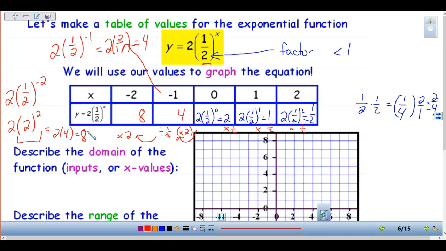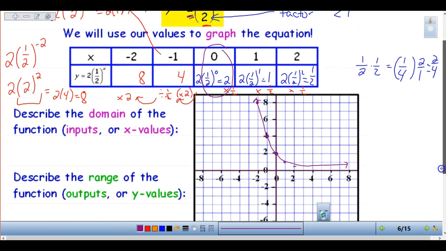So, all right, now let's graph it. Okay, so negative 2, 8, we're going to be way up here at the top. You notice still everything's positive. Negative 1, we got to 4. Our starting point, remember, that's this number here. That's always going to be your y-intercept. That's going to go right there at 2. And then 1, 1, and then 2, 1/2. So now we have that curve.